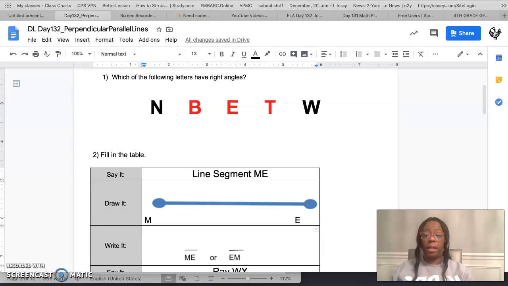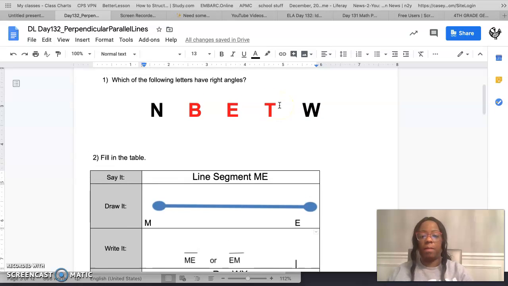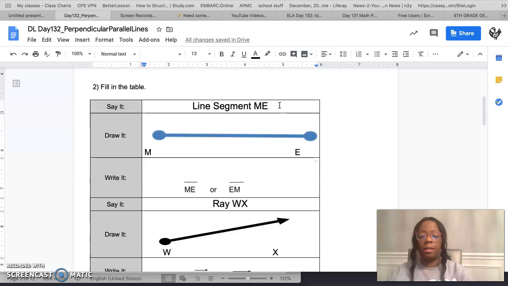Are you done with your PDN? Because I'm done with mine. Question number one, which of the following letters have right angles? So I went ahead and I put my answers in, and the letters that I saw that had right angles were the letter B. Here is a right angle. E, here is a right angle. Here is a right angle. And T is a right angle on this side and a right angle on the opposing side. So the letters that have right angles are B, E, and T.